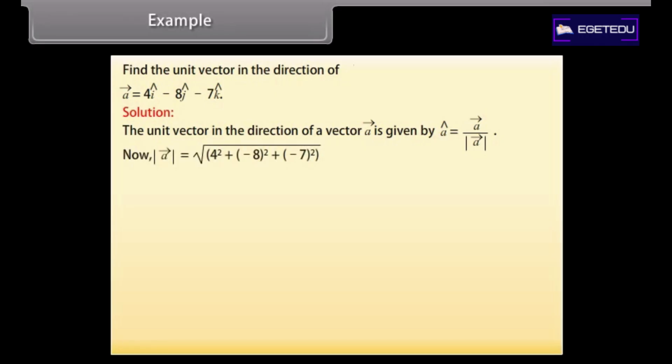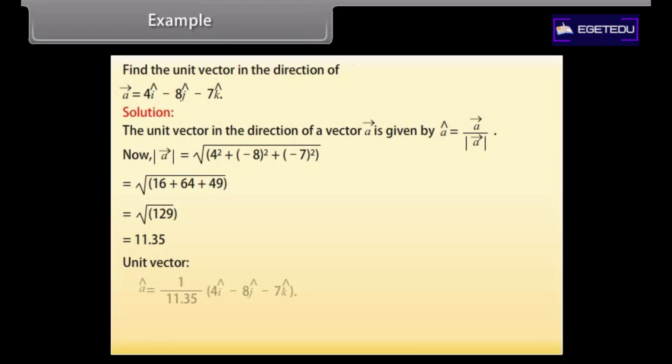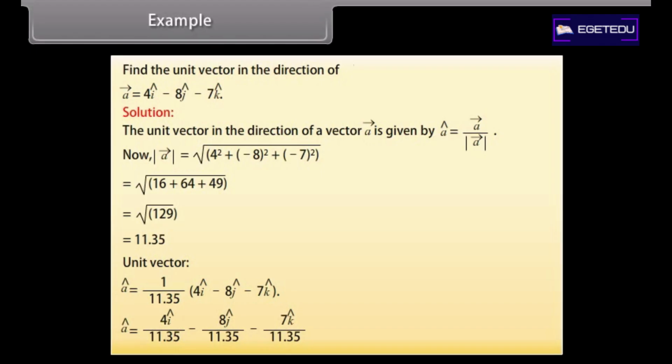Now, mod of vector A equals square root of 4 square plus minus 8 square plus minus 7 square equals square root of 16 plus 64 plus 49 equals square root of 129 equals 11.35. Unit vector A equals 1 by 11.35 into 4 cap i minus 8 cap j minus 7 cap k. Unit vector A equals 4 cap i by 11.35 minus 8 cap j by 11.35 minus 7 cap k by 11.35.